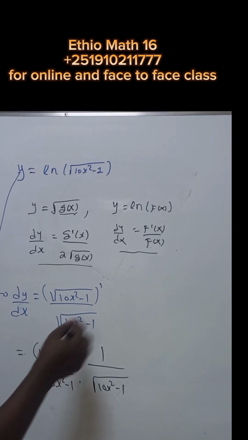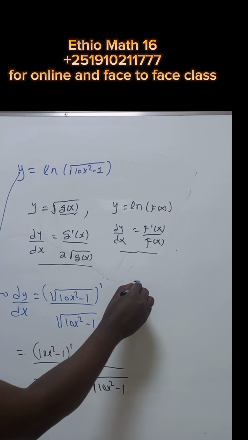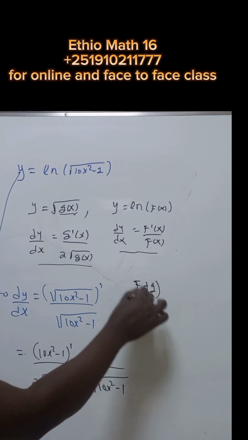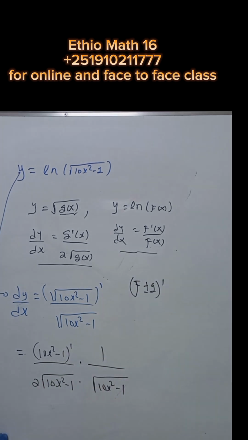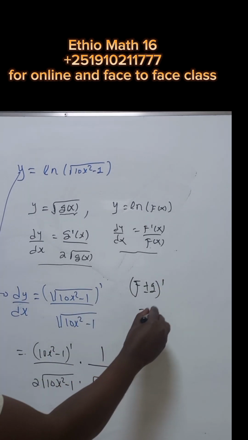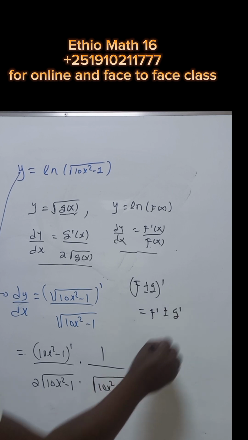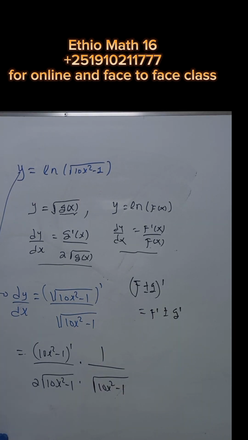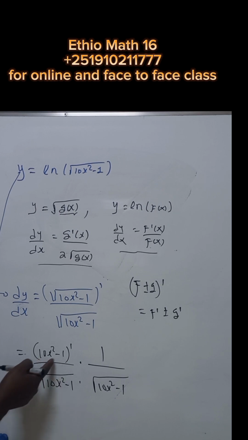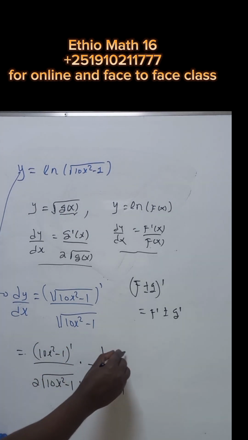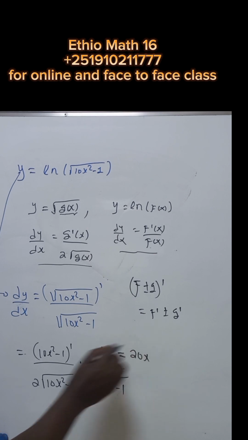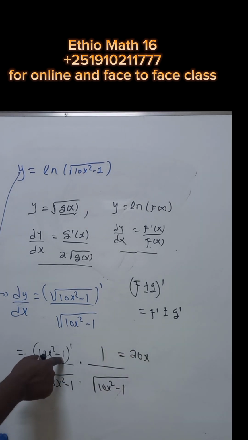The derivative of this means, for example, if we have the function given by f plus or minus g, the sum or difference of two functions, the derivative of this is given by f derivative plus or minus g derivative. Is that simple? And then, because of this principle, what's the derivative of 10x squared minus 1? It is immediately given by the derivative of 10x squared, which is 20x, and the derivative of any constant is 0.